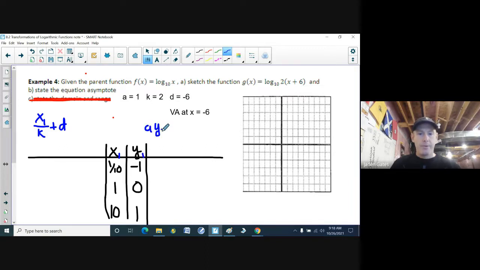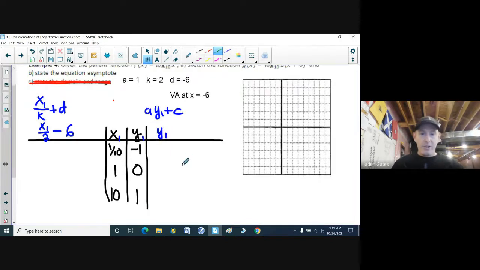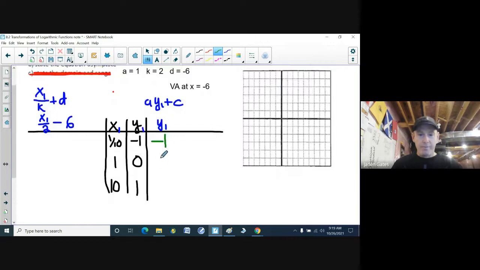So y1 times a plus c. For this formula here, k is 2, so x1 divided by 2 minus 6. Over on our other side here, we have a, which is just 1 times y1. Well, that's just going to be a y1 plus c, which is nothing. Okay. Well, it looks like the y1s aren't even changing on this side. That's odd. It's just our x values.